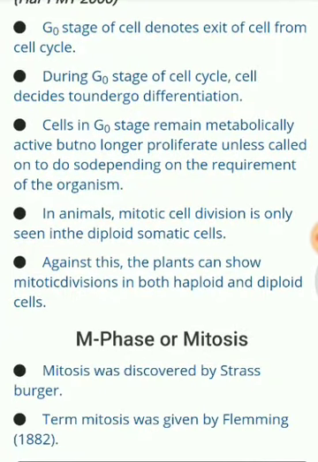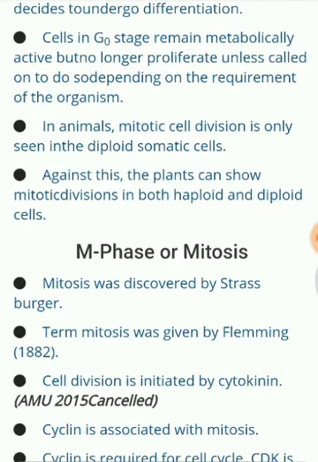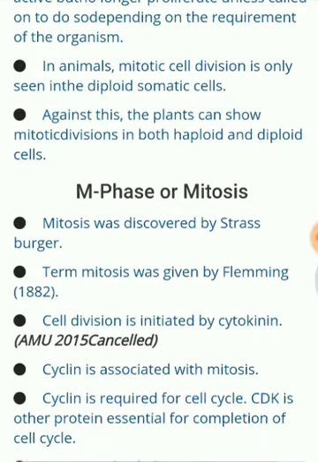In animals, mitotic cell division is only seen in diploid somatic cells. Against this, plants can show mitotic division in both haploid and diploid cells. M phase of mitosis.